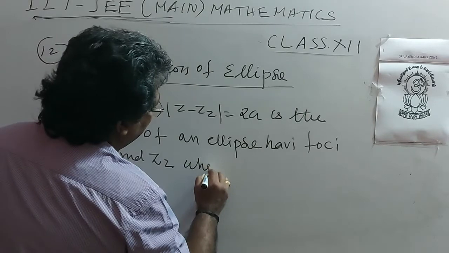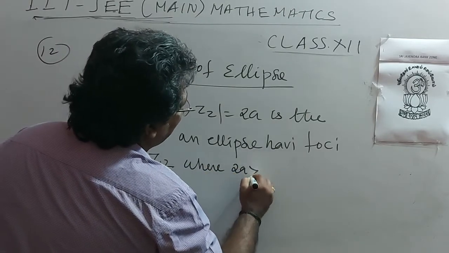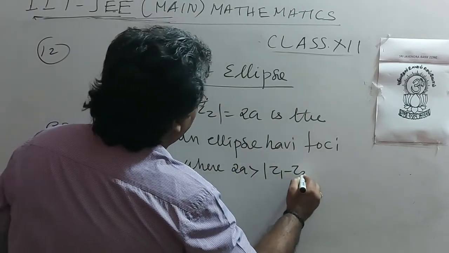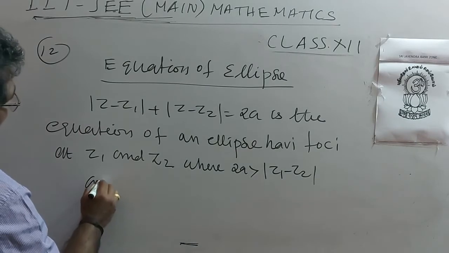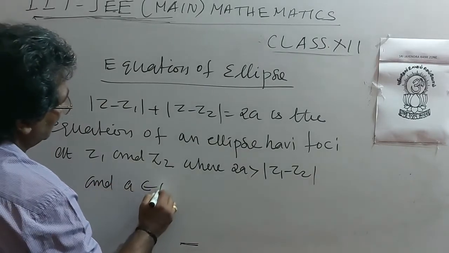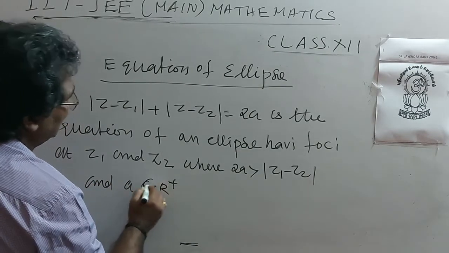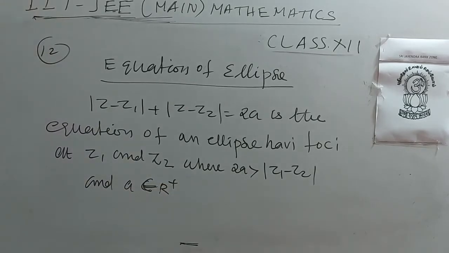where 2a is greater than distance between z1 and z2, and a belongs to R plus, that is positive real numbers.